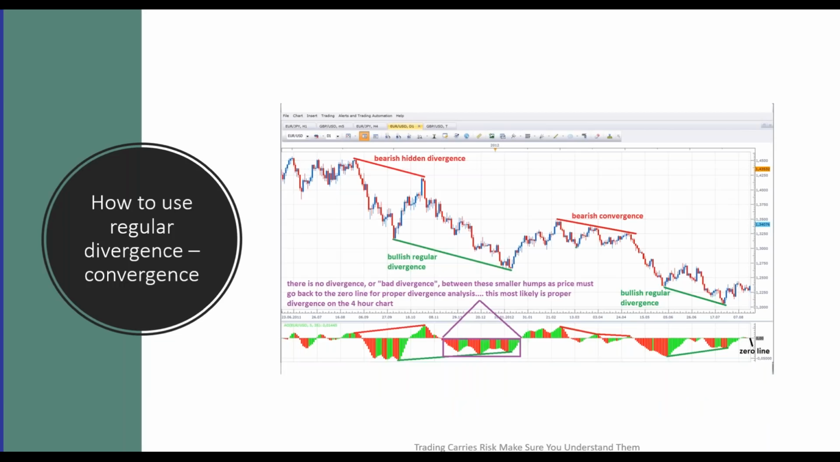Now, how to use regular divergence and convergence. There is no divergence or bad divergence between these similar humps, as the indicator must go back to the zero line for proper divergence analysis. So you need to look at your indicator. In this case, we're looking at an indicator that's a histogram above and below a zero line. In other words, we're looking at something like MACD. So this is slightly different than looking at stochastics or RSI. We're looking at the histogram, but you can still see the histogram is making higher highs while the price is making lower lows.